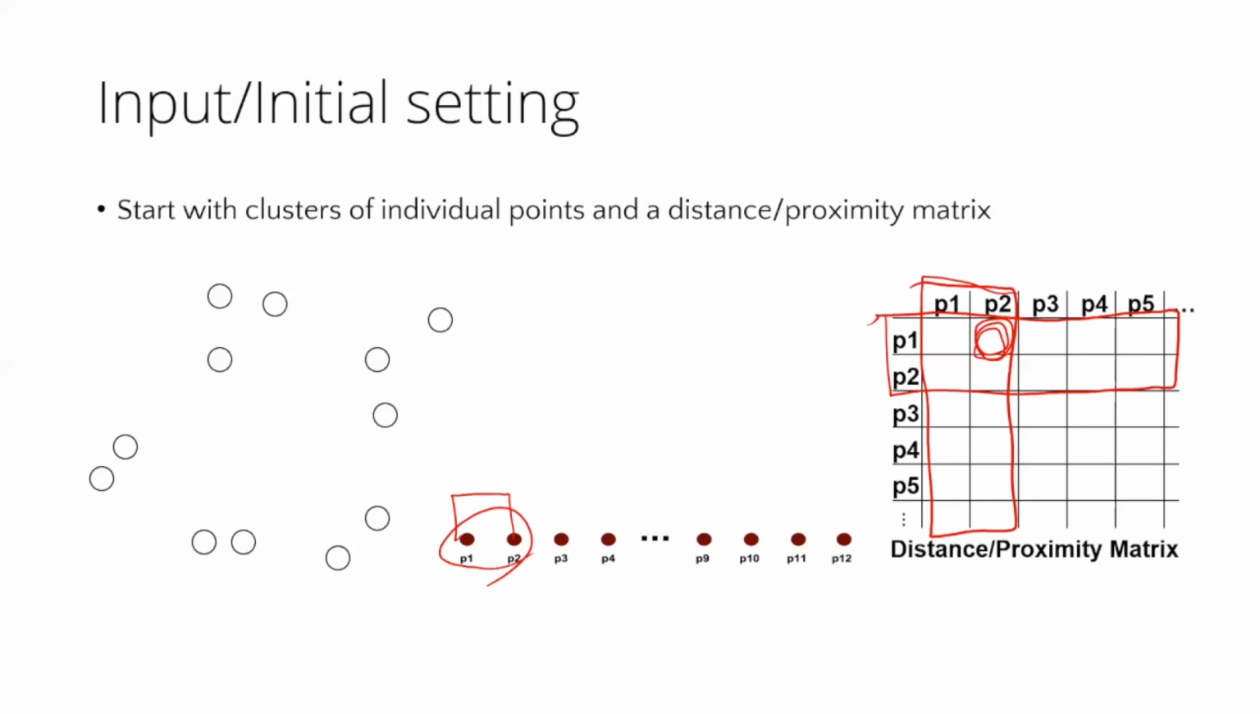If you look at the other locations in the distance matrix, you probably realize that you don't really need to update them. For example, this one over here is still the distance between P4 and P5, and merging P1 and P2 into a cluster doesn't really have any influence on the distance between P4 and P5.